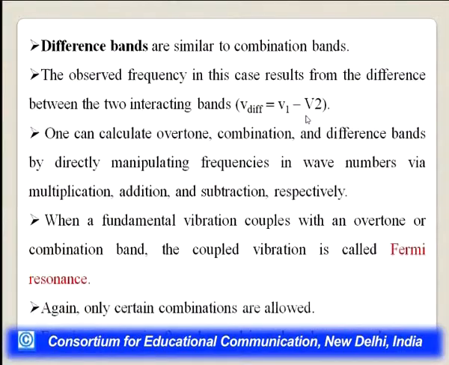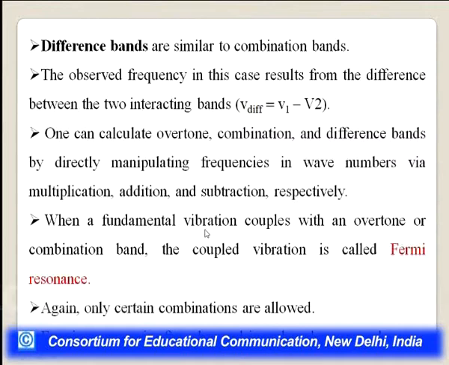Difference bands are similar to combination bands. They result from the difference of frequencies, that is ν1 minus ν2. One can calculate overtone, combination and difference bands by directly manipulating frequencies in wave numbers via multiplication, addition and subtraction respectively.